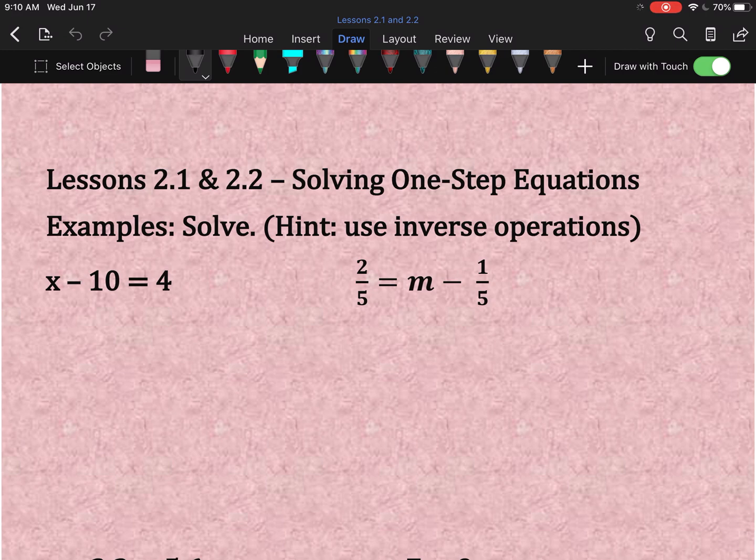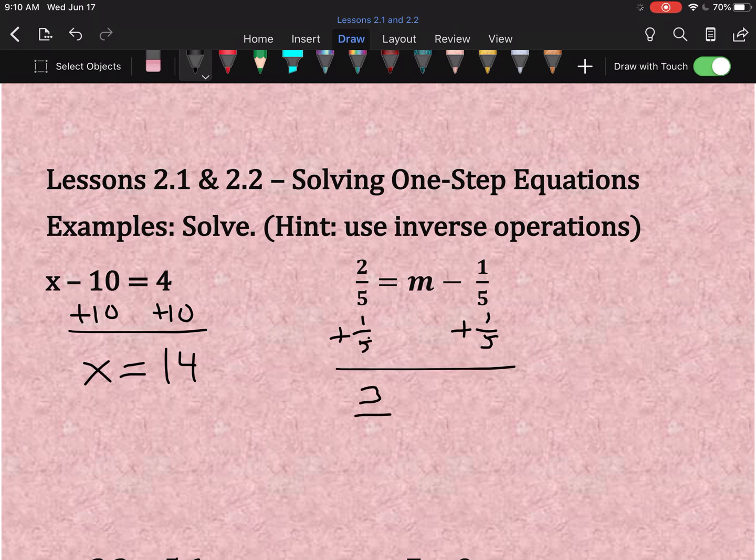So first up is solving one-step equations, something we've been doing for a while now. We use opposite operations, inverse operations. So I want x by itself, which means this negative 10's got to go across the equal sign. We do that by adding 10, and obviously 10 plus 4 is 14. Here I've got fractions, but that's not a problem because they have the same denominator. So I can just add those. 2/5 and 1/5 is 3/5 for m.